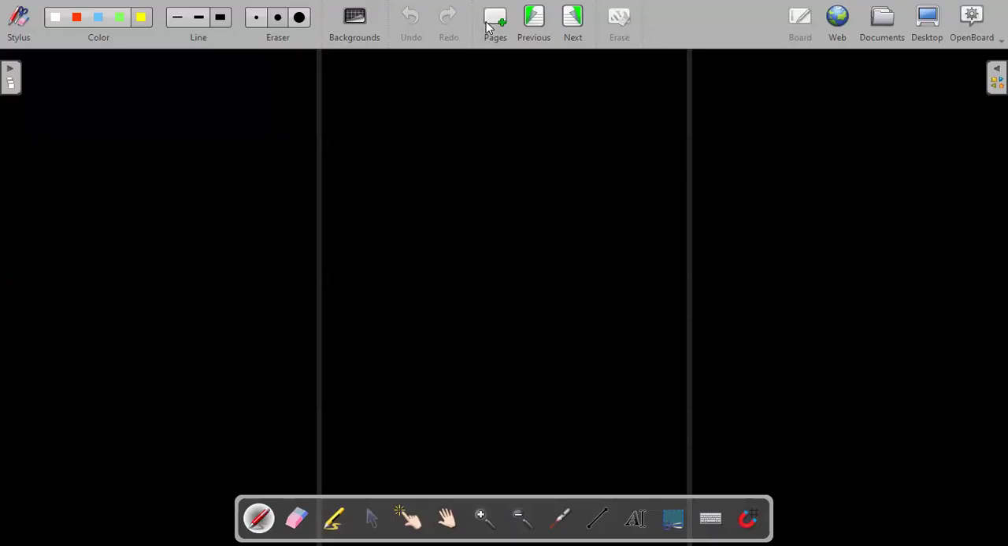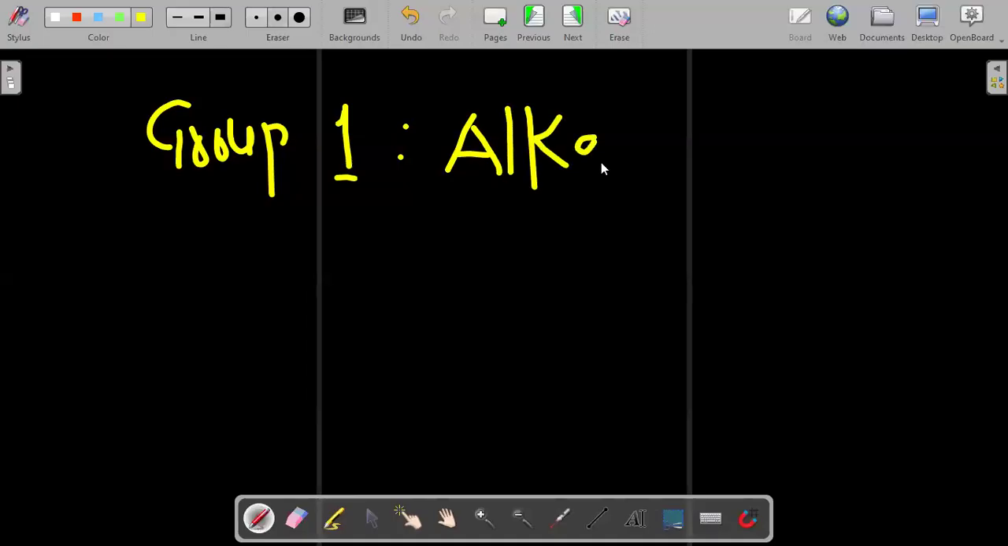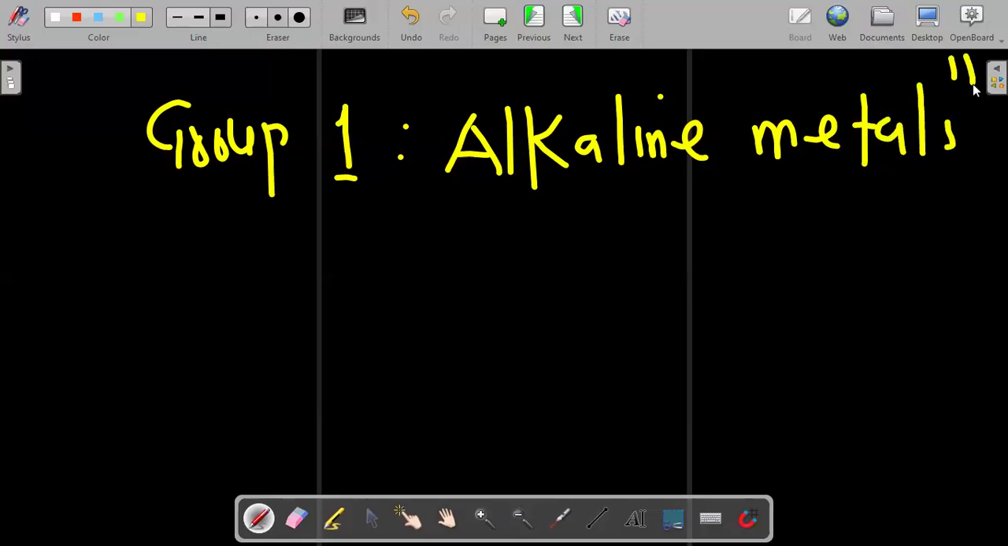So group one elements, we call them alkaline metals. That's what they are called. You can see the word metals there. But they have a special name attached to it, alkaline. I'm still going to explain to you why they call them alkaline. The word alkaline is a base. Now, alkaline means base. So group 1 are called alkaline metals.